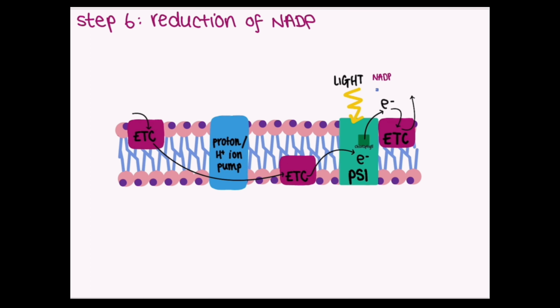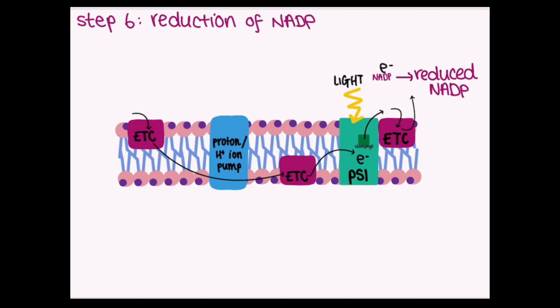The electron that has just been released from photosystem number 1 is picked up by a final protein in the electron transport chain before it is passed on to a nearby electron carrier called NADP. As NADP gains an electron as the result of this, we refer to it now as reduced NADP. It's been reduced by the electron that has been passed to it from the electron transport chain.